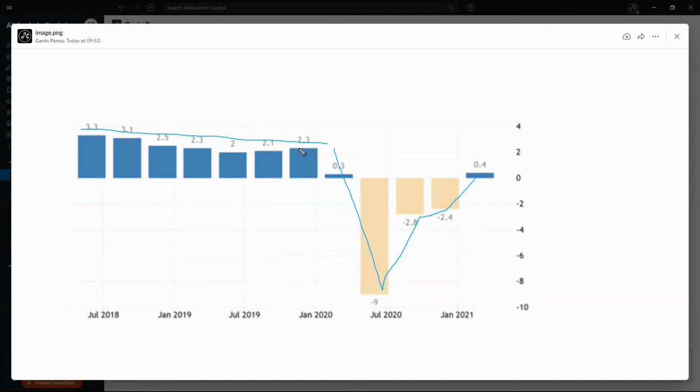We're not back to pre-COVID levels. That's the key part there when it comes to the GDP levels.